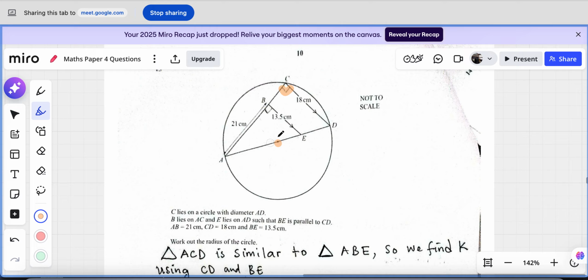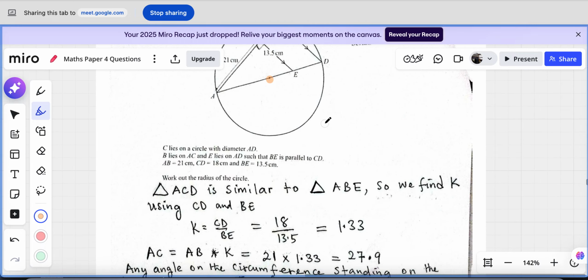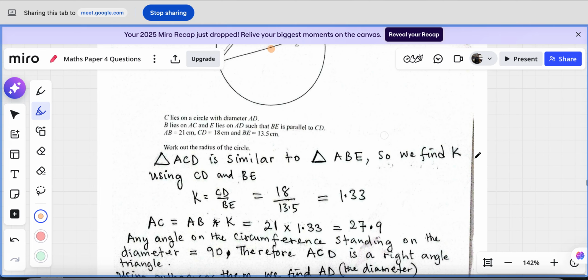Anyway, that's not the big deal. The big deal is you have a right angle triangle here, and you have another similar, smaller right angle triangle here. ABE is a small right angle triangle, and ACD is a bigger right angle triangle, all standing on the half of the circle.